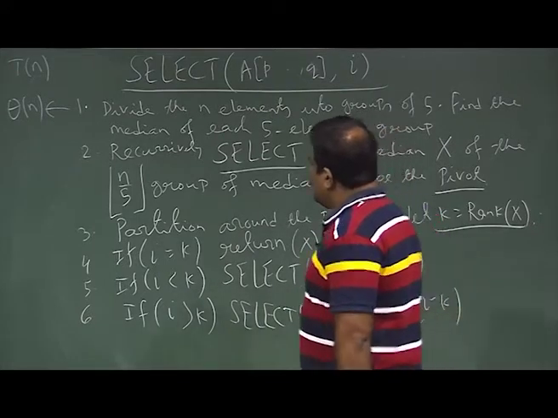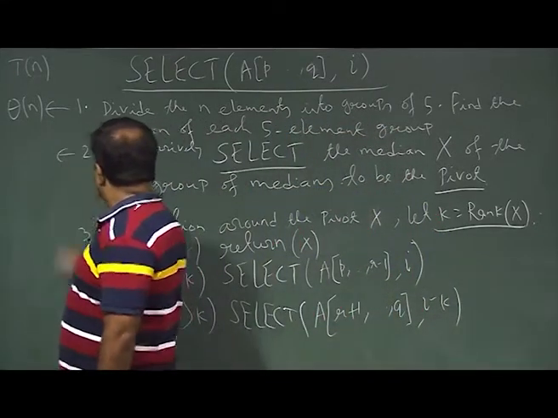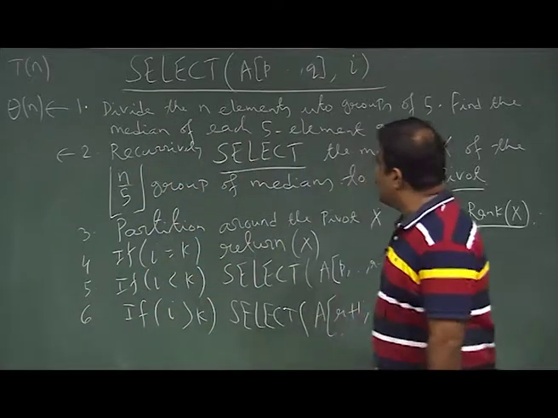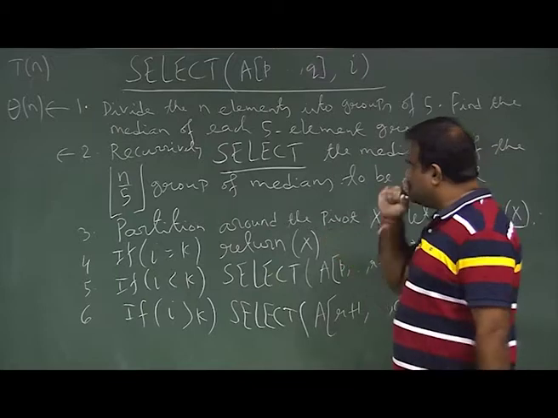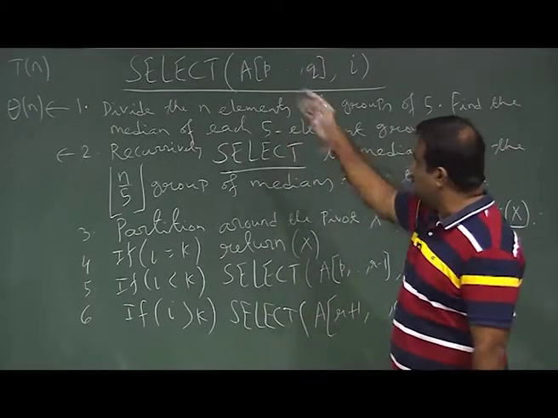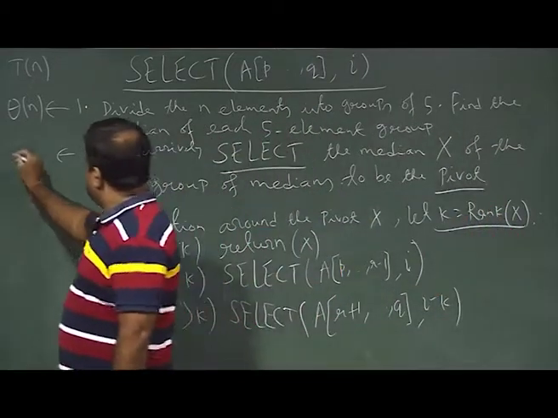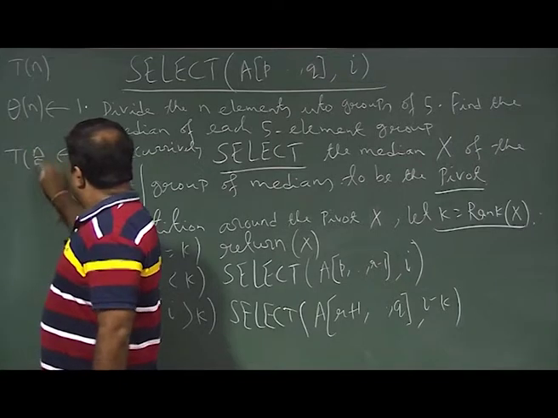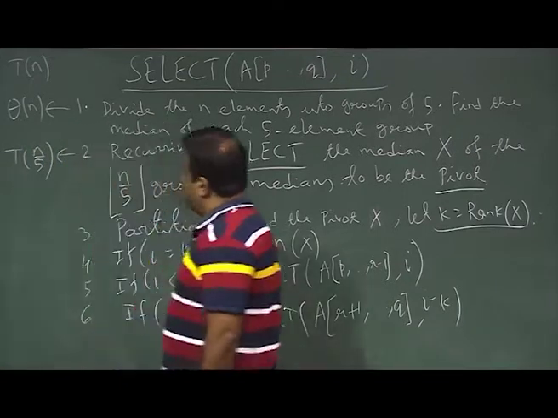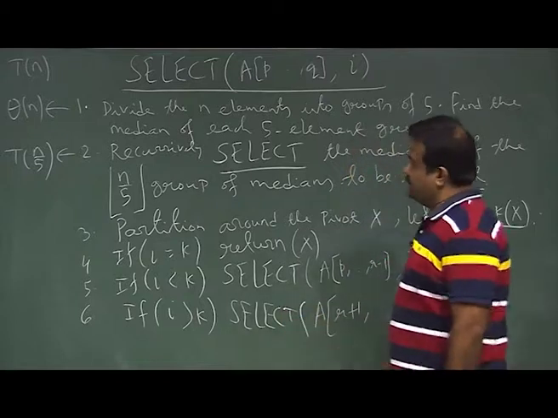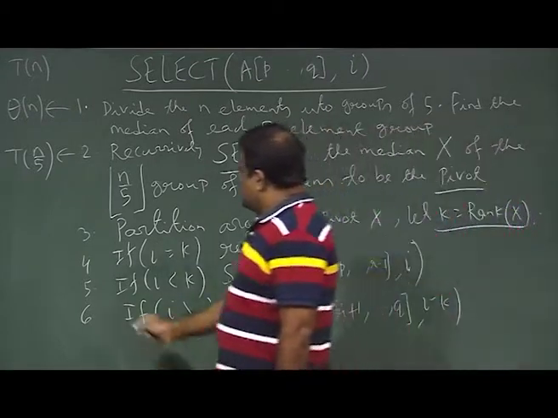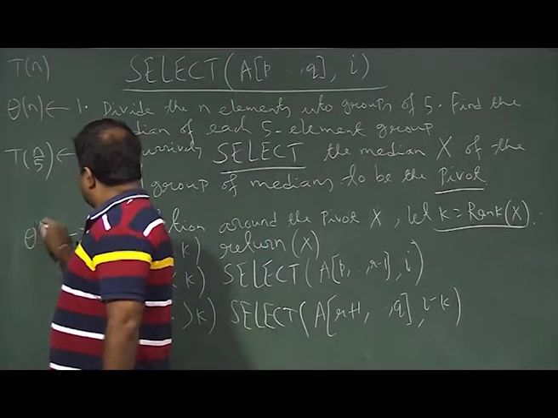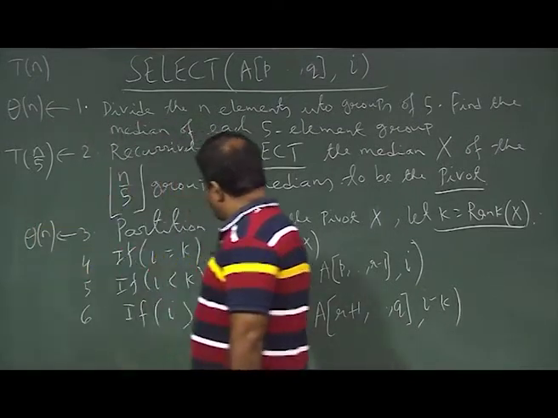Okay. Now recursively we call. We need to find the median of the medians, and for that we are again calling the same select. That will take us T of n by 5, because we are calling the same function recursively. Then this step, the partition, will take linear time, theta of n.